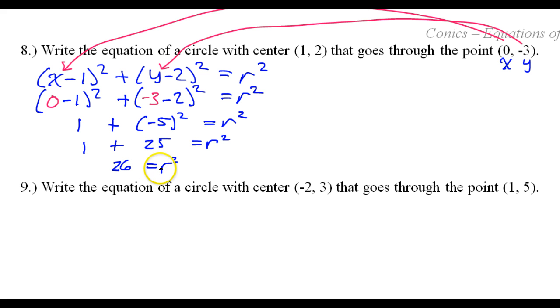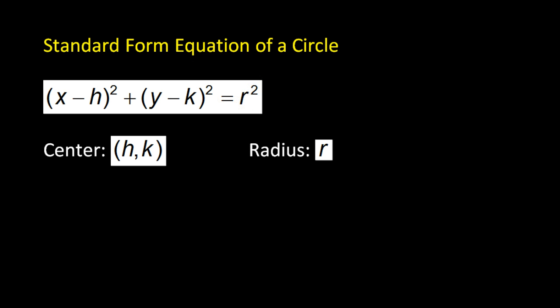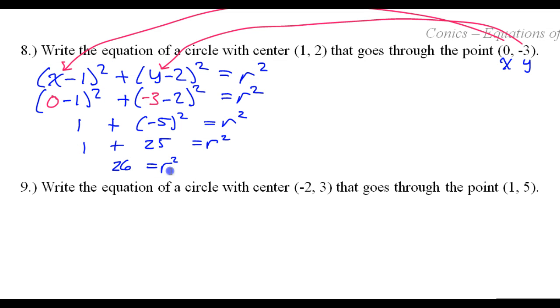I don't actually want r. I'm not going to take the square root like I might be tempted to. Remember, the equation for a circle features r squared. So you actually want to leave it as r squared because that's what goes here, r squared. Alright, so r squared is 26. So I can just put the 26 in for r squared and be done.